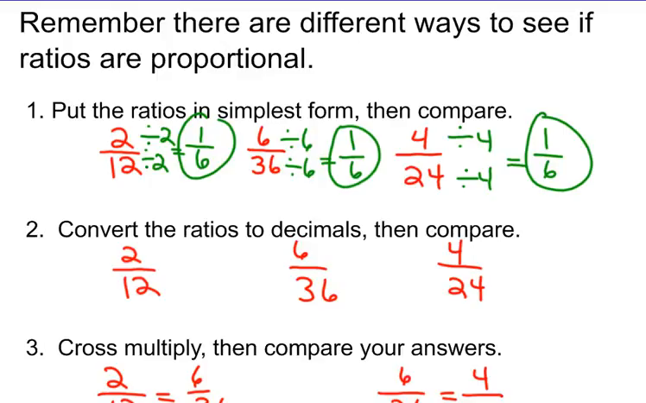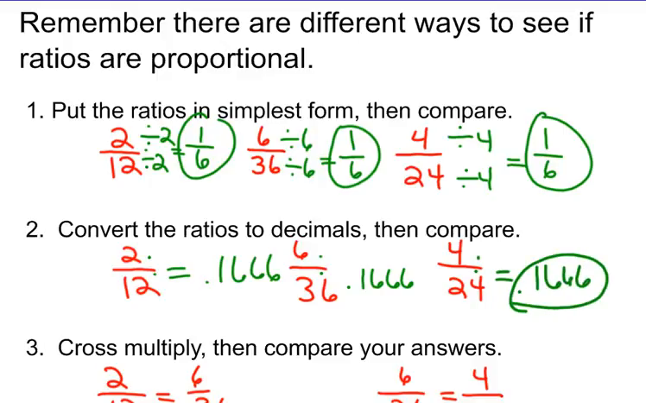The second way to see if the ratios are proportional is to convert each one of them into a decimal. To do that, remember that 2 divided by 12, that's what the fraction or the ratio means, and I will get 0.166. If I divide 6 divided by 36, I'm going to get 0.1666. And if I divide 4 by 24, I'm going to get 0.1666. So as you can see, they're all proportional when we do the same method of decimals.